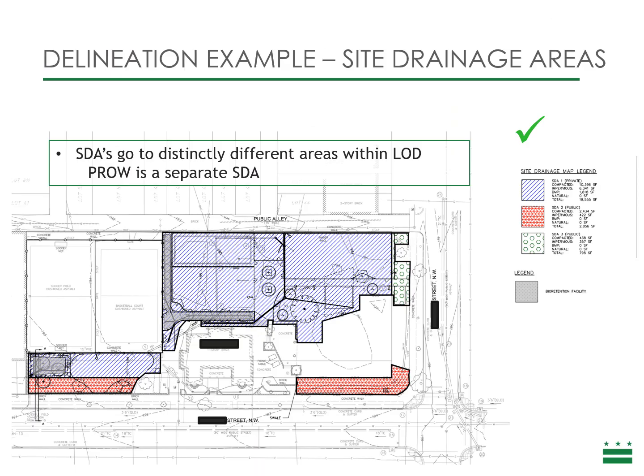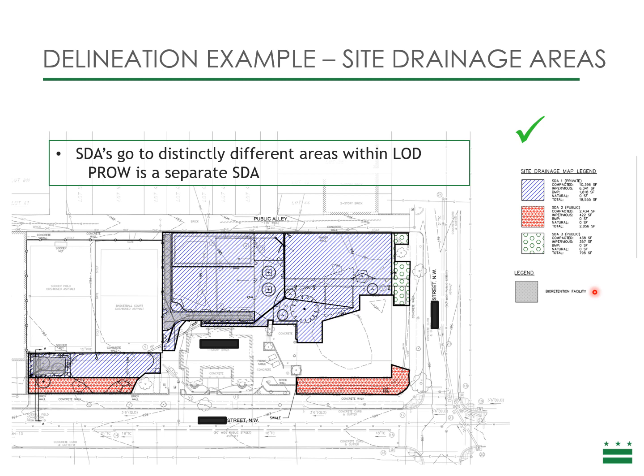Next, I will go over some real examples of how designers depicted different delineations on their plans. In the example on the slide, we see 3 different site drainage areas with different hatching and color. So you have this blue one, this red one, and this green one. You can also see the information on the legend to the right.